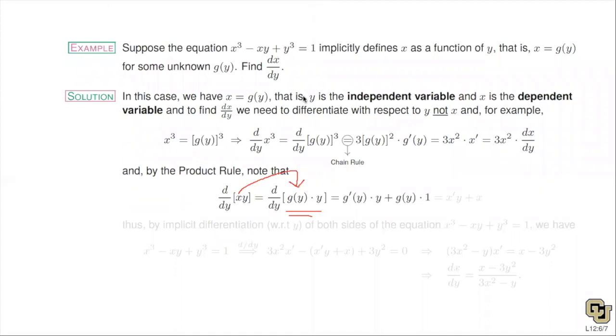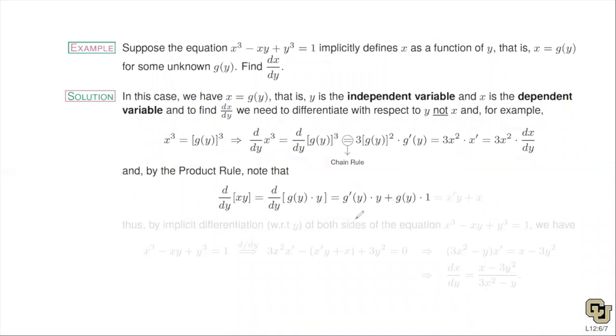Now, the derivative of the first times the second: the derivative of g of y with respect to y is just dg dy, or g prime, times the second function, which was y. Then we do plus, copy the first function, which is g of y, times the derivative of the second function. The second function is y, and the derivative of y with respect to y, dy dy, is just 1. That's where this 1 is coming from.